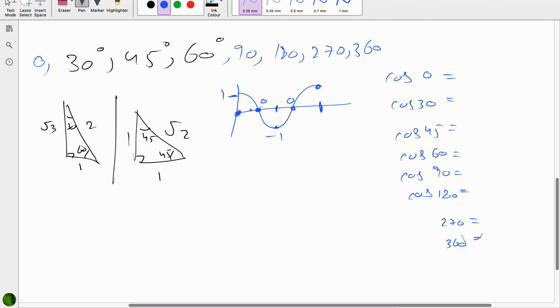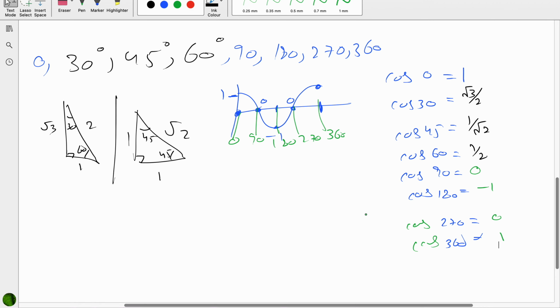So cos of 0 from this graph, it is 1. Cos of 30 from this triangle, cos is base over hypotenuse, that is square root 3 by 2. Cos of 45 from this triangle, base over hypotenuse, it is 1 over square root 2. Cos of 60 again from this triangle, base over hypotenuse, 1 by 2. Cos of 90 from this graph, we know that this is 0, 90, 180, 270 and 360 degrees if we label the x-axis. So from the graph, cos of 90 is 0, cos of 180 is minus 1, cos of 270 is again 0, cos of 360 is 1.